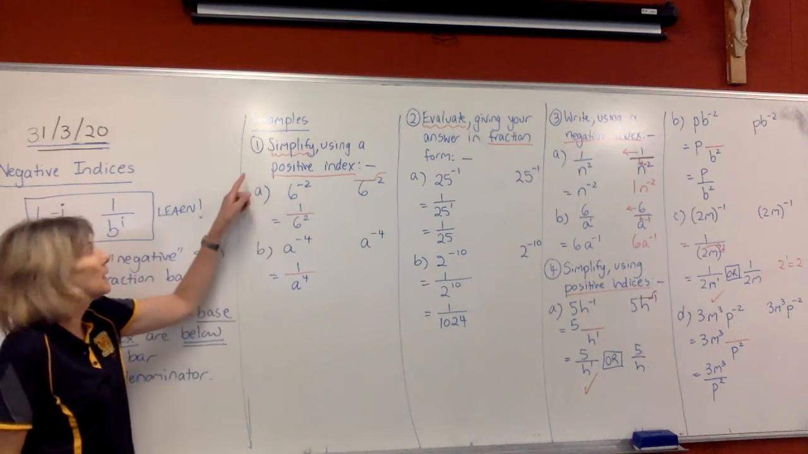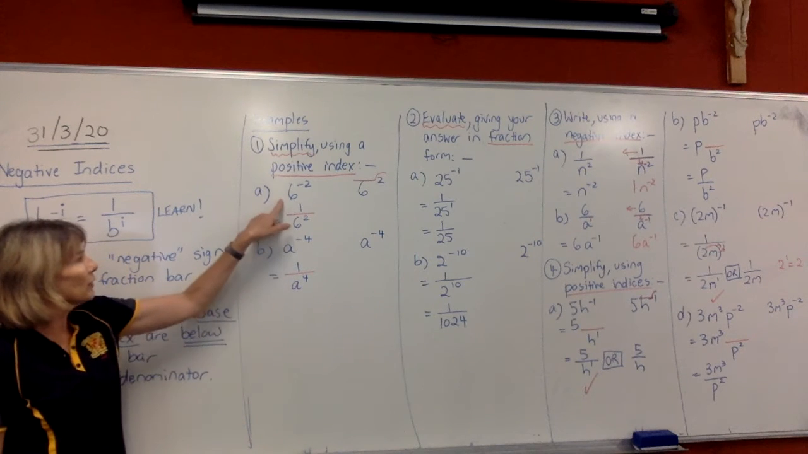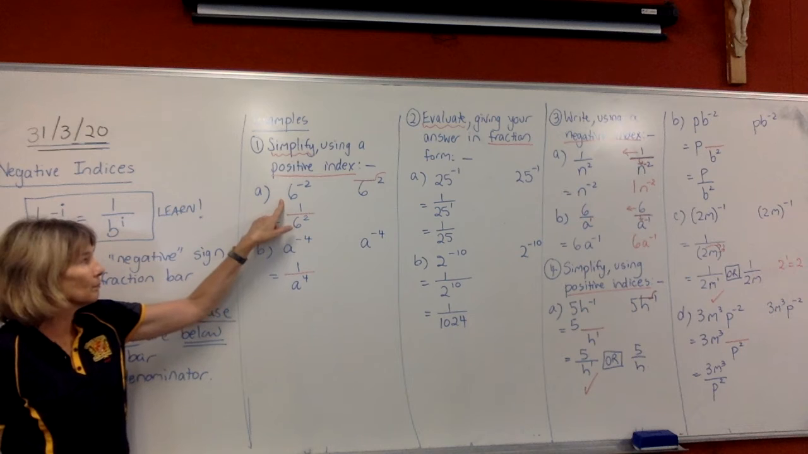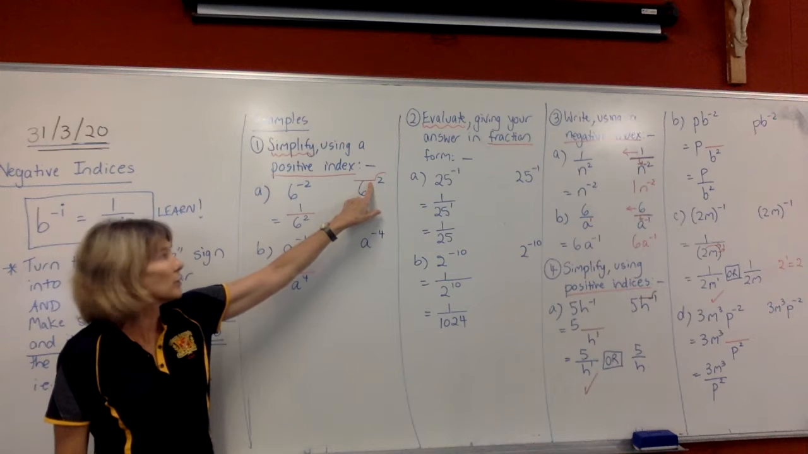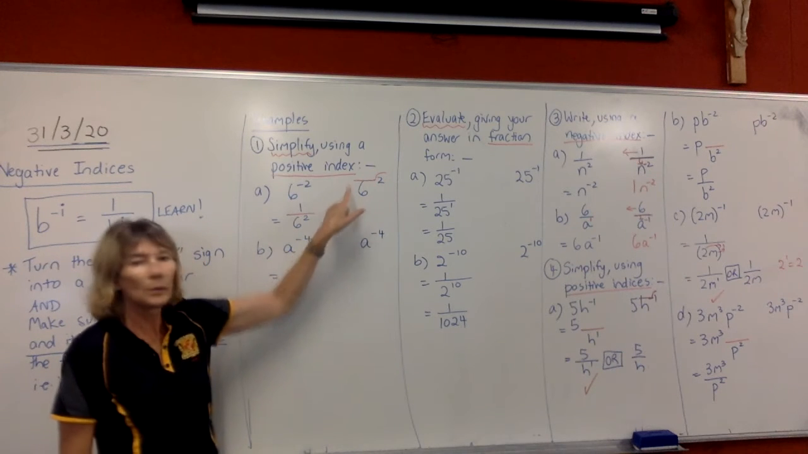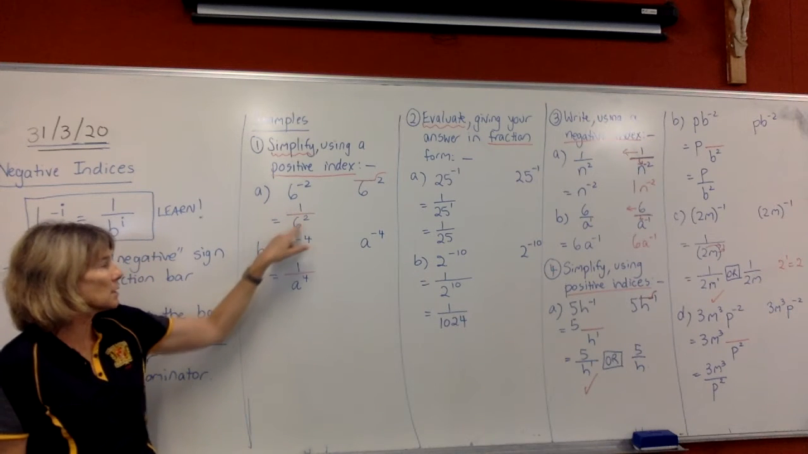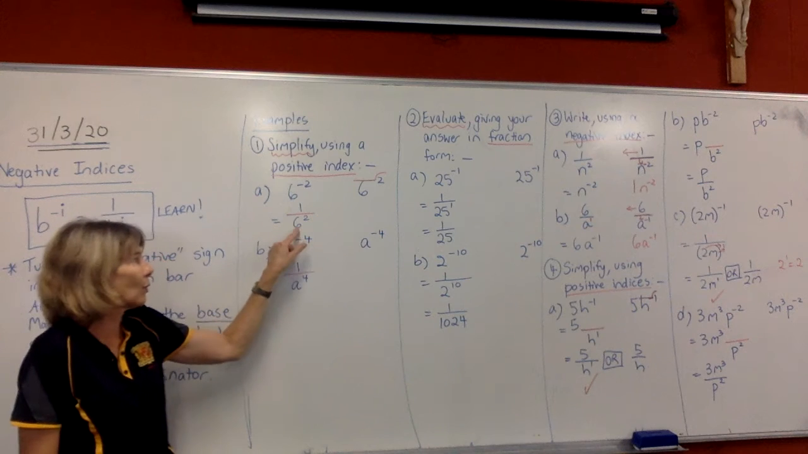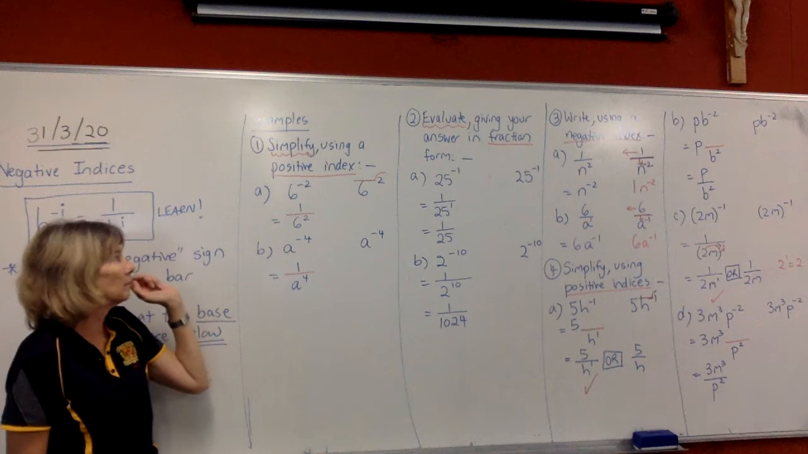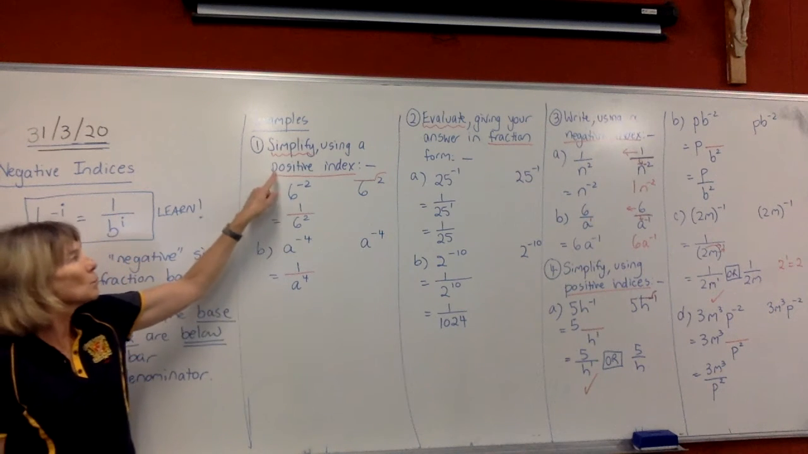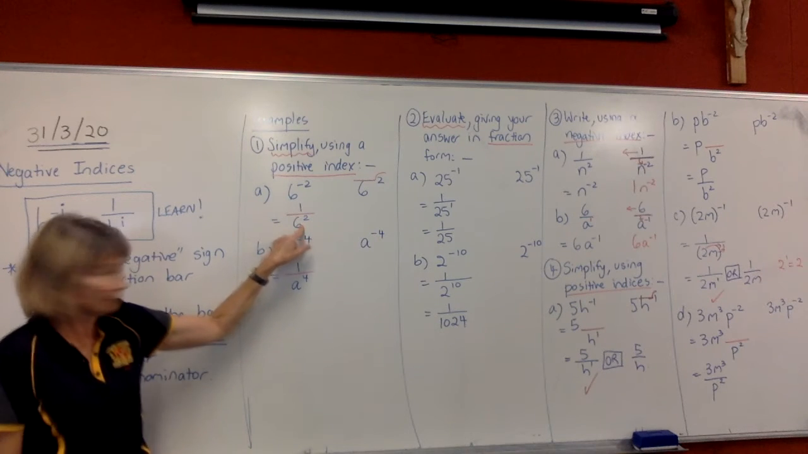On the first question here, we're simplifying using a positive index. They've given us 6 to the power of minus 2. So we're going to come over here and look at 6 to the minus 2. I've drawn over the top of the minus sign with a bar, and I've put the 6 squared down the bottom. The base and the index fall to the bottom. That leaves me with nothing sitting up here, so we write a 1 up there. And we don't go any further on this one because it wants a positive index left in it. So there's our positive index, positive 2.